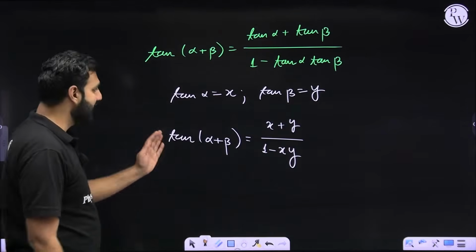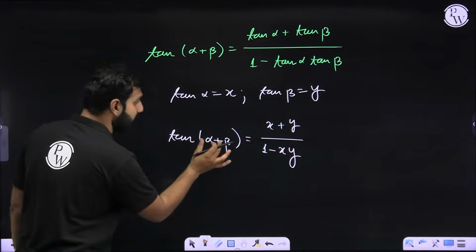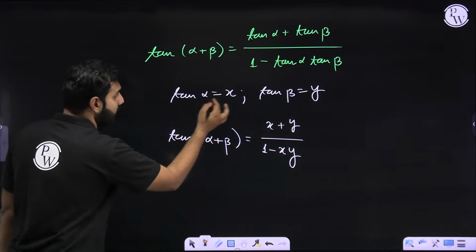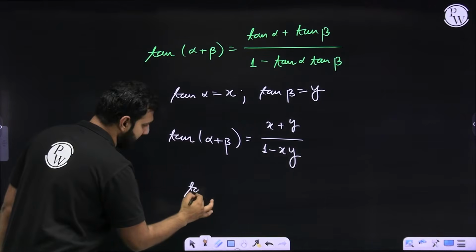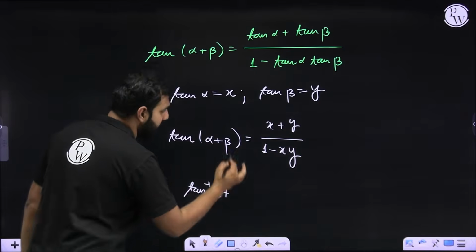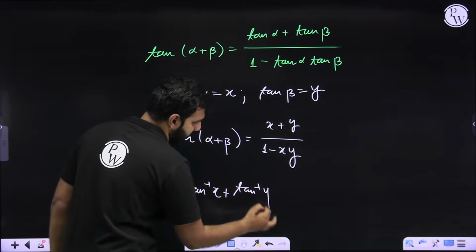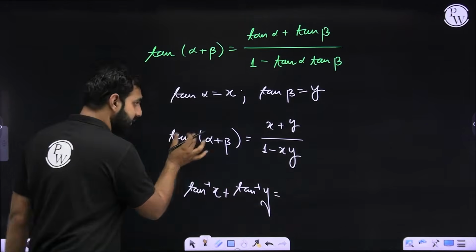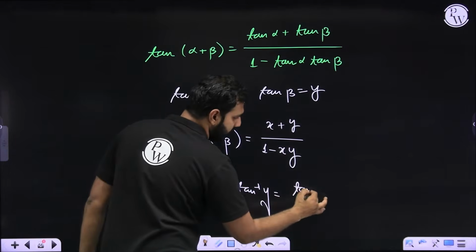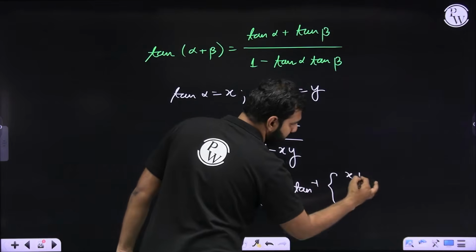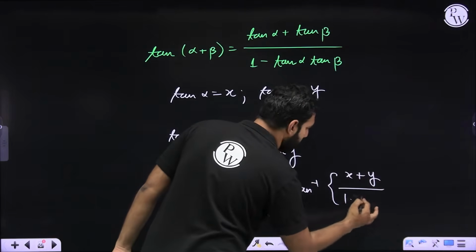Of course, I can take tan inverse. So alpha plus beta, where alpha is tan inverse x, I hope you can relate it from here, and beta is tan inverse y. So alpha plus beta, which is tan inverse x plus tan inverse y, is equal to tan inverse of x plus y divided by 1 minus xy.